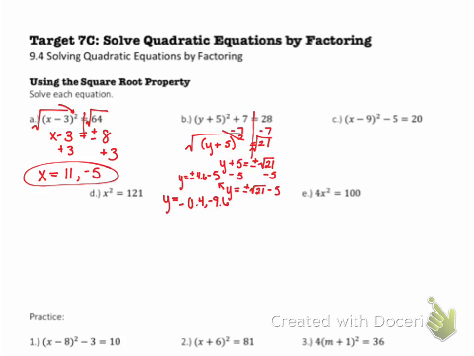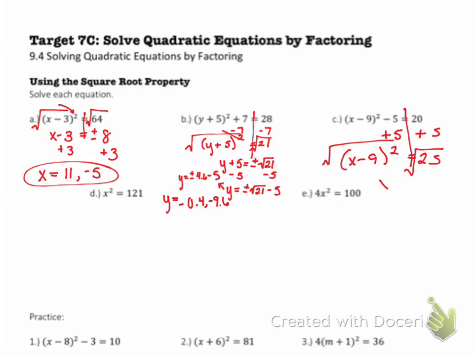Okay, so let's look at now C. Why don't you guys try C if you're starting to get the hang of it. So the first thing you would do is add 5 to both sides. And then I would have x minus 9 squared is equal to 25. And then I would go ahead to get rid of that square. I'd square root both sides.